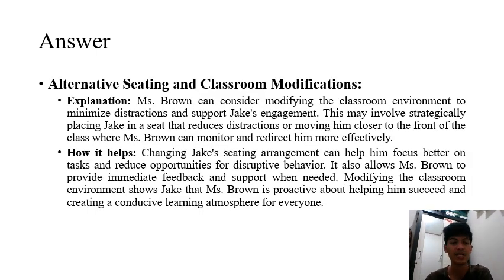The last answer is alternative seating and classroom modifications. Explanation: Ms. Brown can consider modifying the classroom environment to minimize distraction and support Jake's engagement. This may involve strategically placing Jake in a seat that reduces distraction or moving him closer to the front of the class where Ms. Brown can monitor and redirect him more effectively.